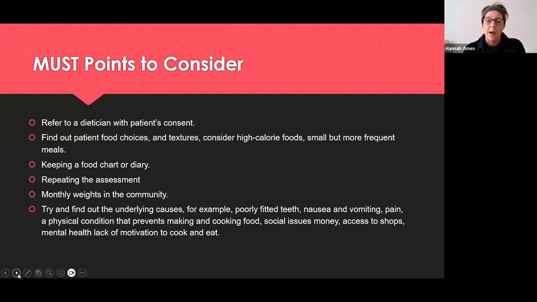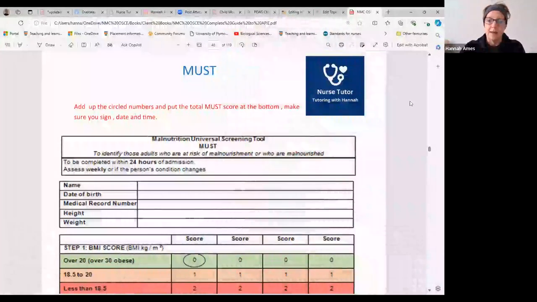So a lot of those points there you have to learn anyway for your MUST clinical skills station, which is a separate clinical skills station. So really good to learn. And also a lot of those points you can put into a care plan on risk of malnutrition. So I'm just going to show you what that MUST chart looks like now. Okay, so this is just an example from one of my OSCE study books.